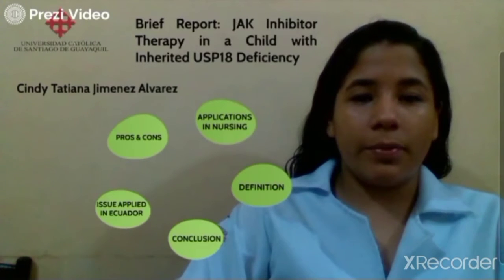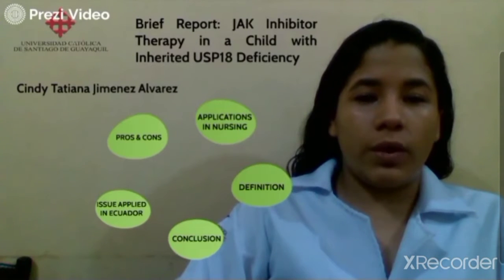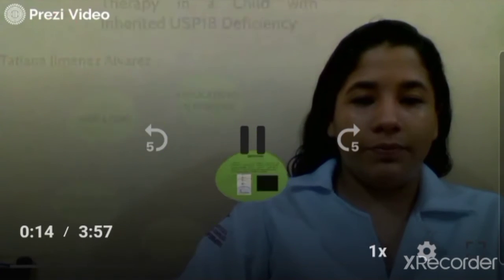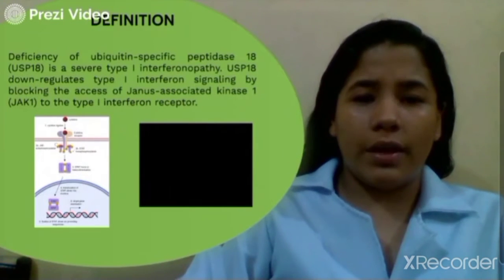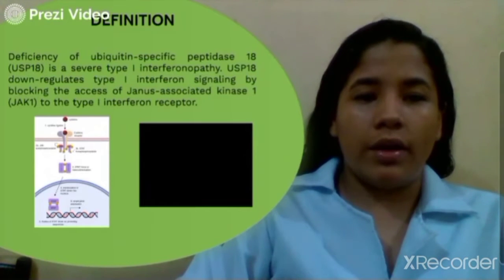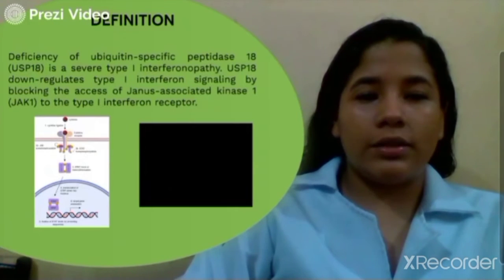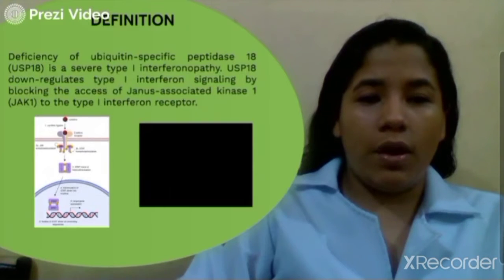My topic is a report of JAK inhibitor therapy in a child with inherited USP18 deficiency. Definition: USP18 deficiency is a severe type 1 interferonopathy. USP18 down-regulates type 1 interferon signaling by blocking the access of Janus-associated kinase 1, JAK1, to the type 1 interferon receptor.